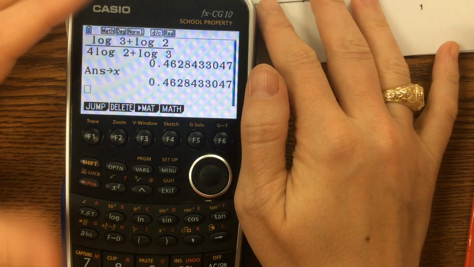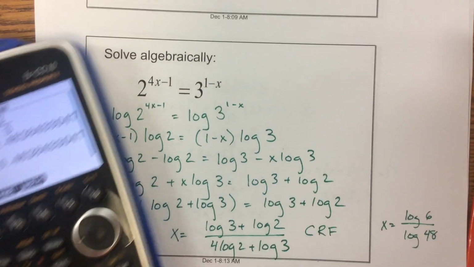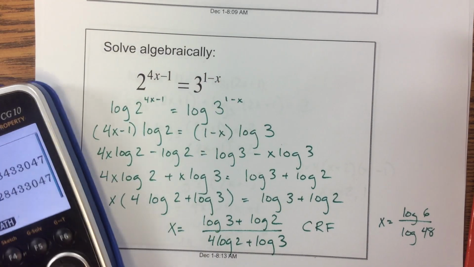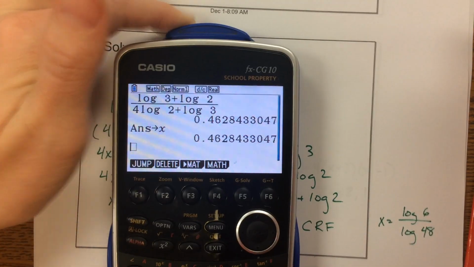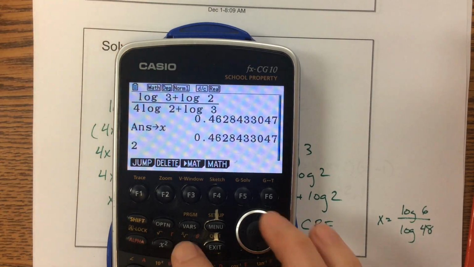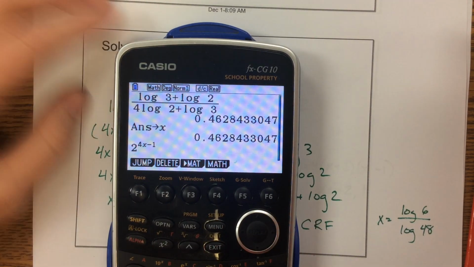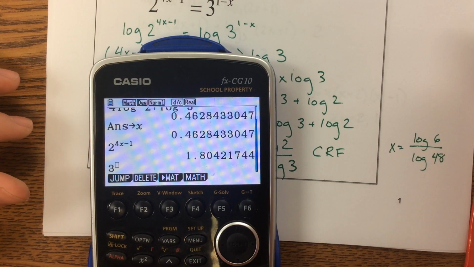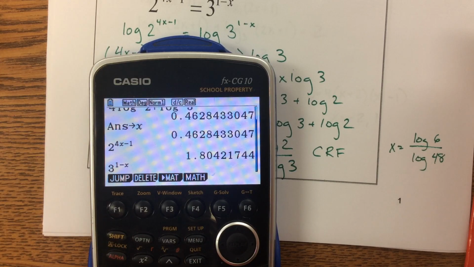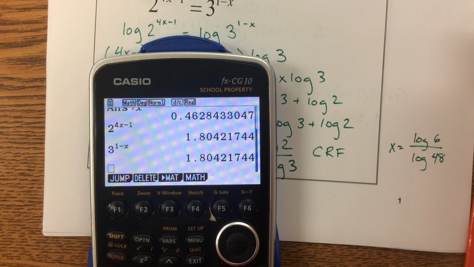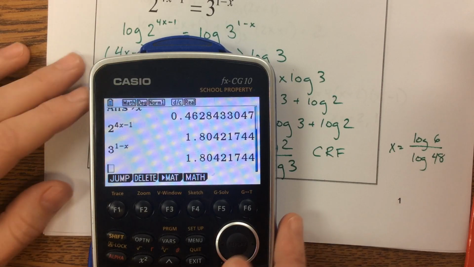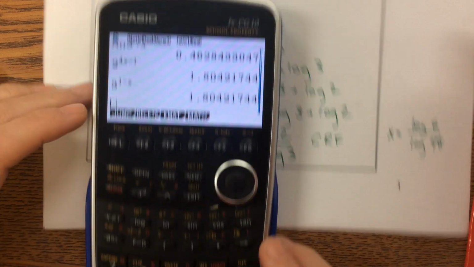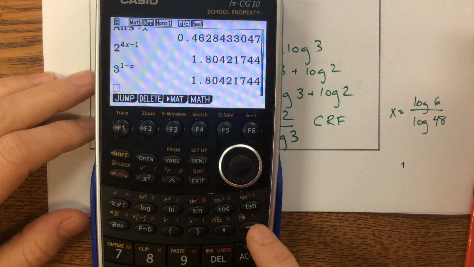And now I can come back to my original problem, which was this 2 to the 4x minus 1, and see if that's the same thing as 3 to the 1 minus x. So if I come in here, it was 2 raised to the 4x minus 1. Yes. I get a value, and then I can say 3 raised to the 1 minus x, and it had better be the same value because these things were equal. And so that is one way for me to check to make sure that I'm right. So that's the cool thing to walk away from with that, that store button right there.